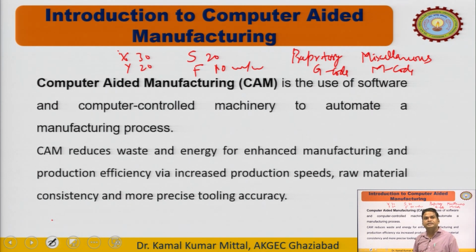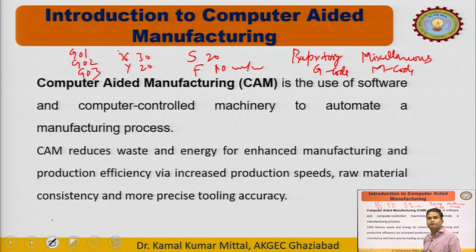So G code is basically, like if there is a linear movement, linear interpolation, or there may be some circular interpolation that may be clockwise or anti-clockwise. So there are different G codes like G01, G02, G03.